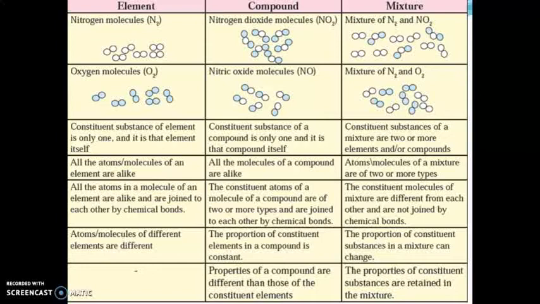All the atoms or molecules of an element are alike. That means same. You can see here in the diagram also that these look the same. All the atoms in the molecule of an element are alike and are joined to each other by chemical bonds. This we have also studied. And atoms or molecules of different elements are different. What is the meaning of this? Oxygen, the molecules are different. Nitrogen, the molecules are different. So when elements are different, atoms or molecules are also different.